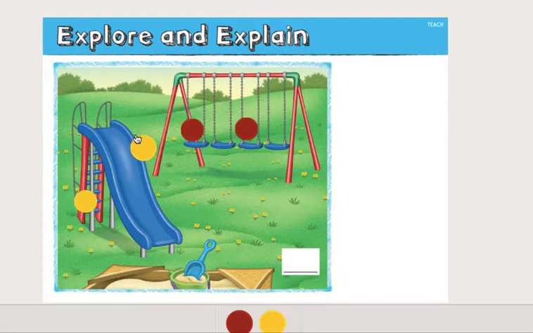1, 2, 3. How many students were playing on the playground in all? 1, 2, 3, 4, 5. There were 5 students playing in all.